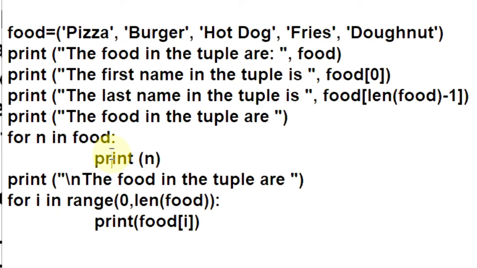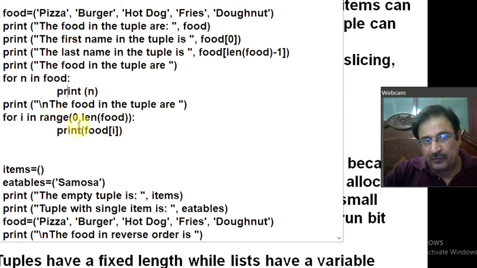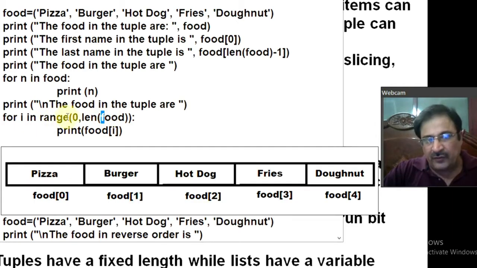You can also display the tuple elements using the index location. See, this is the for loop, which will range from 0 till 5. This 5 is exclusive. So the value of I will range from 0 till 4. In the first round, the value of I will be 0. Display food 0 index location, that is pizza will be displayed on the screen. The value of I will increment, it will become 1.